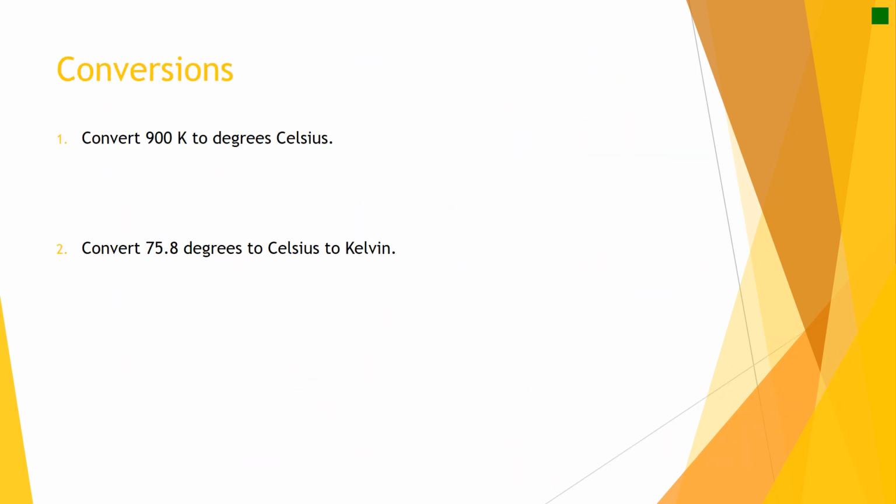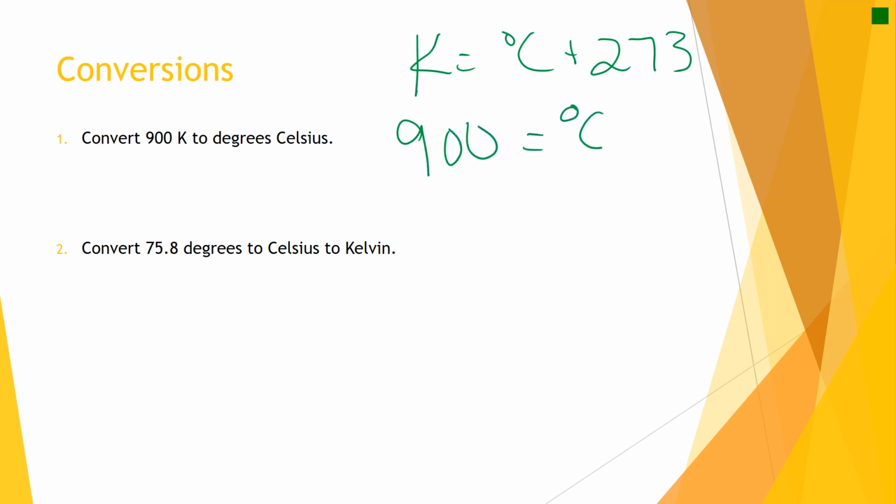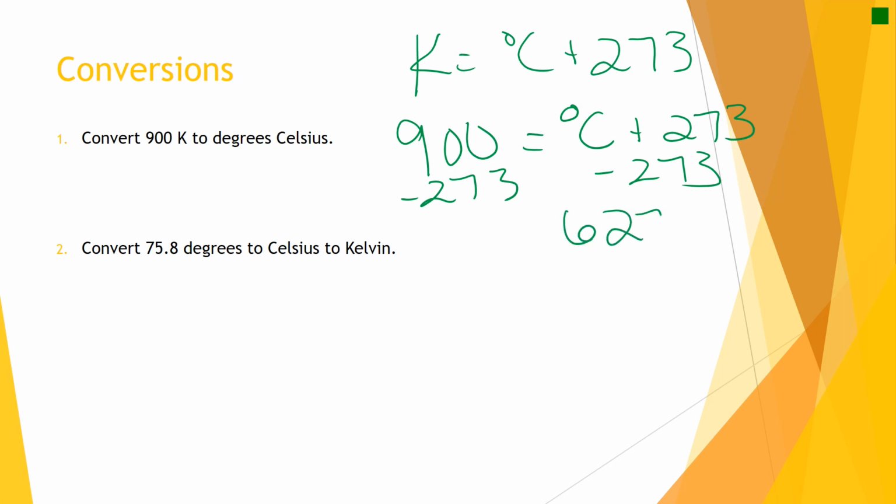All right, so let's try some basic conversions. Remember, Kelvin equals degrees Celsius plus 273. So if we know 900 Kelvin, all you have to do is take your degrees Celsius plus 273. So we're going to have to subtract 273 from both sides. And then we will get our temperature in degrees Celsius, which is 627 degrees Celsius.